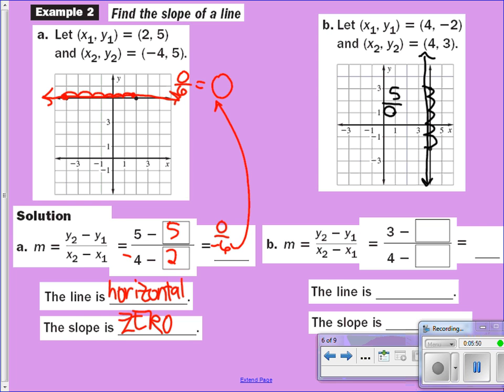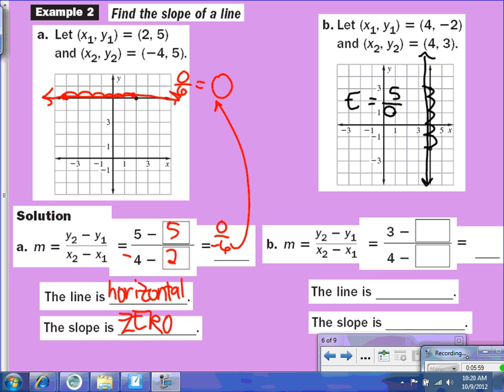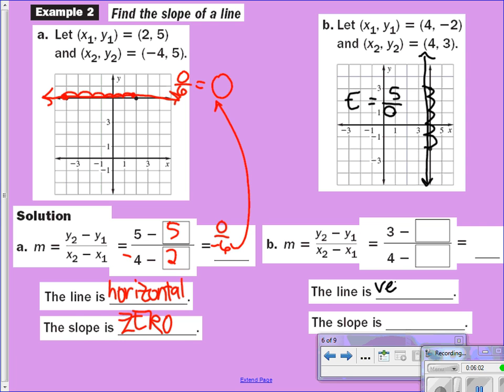If you type in your calculator 5 divided by 0, it's going to give you an error because we can never ever divide by 0. So if a line is vertical, the slope is not error. We say the slope is undefined. Yes, you need to use that terminology, undefined.